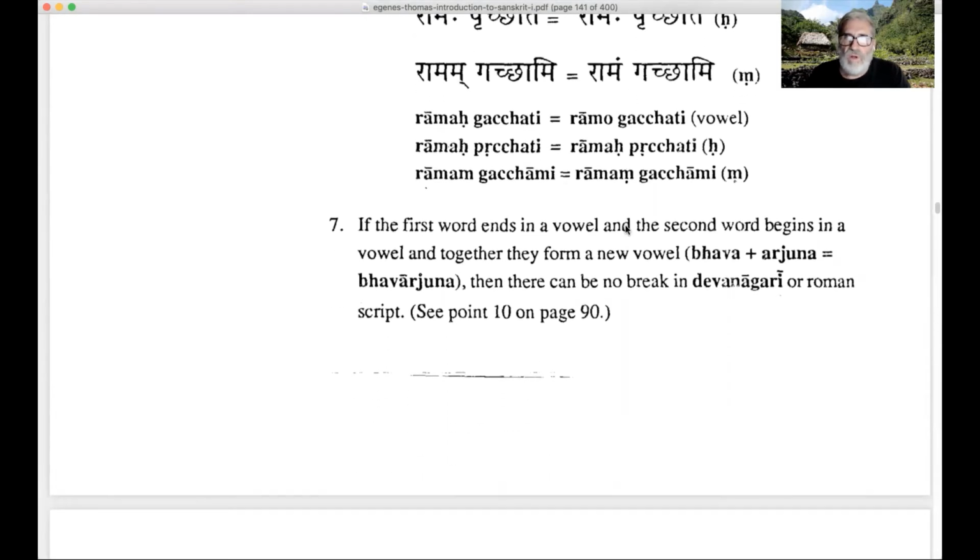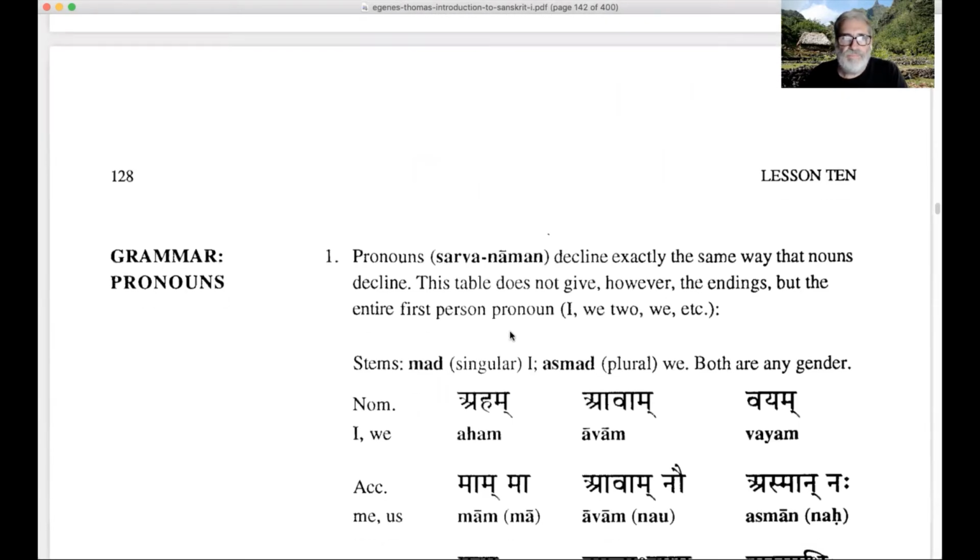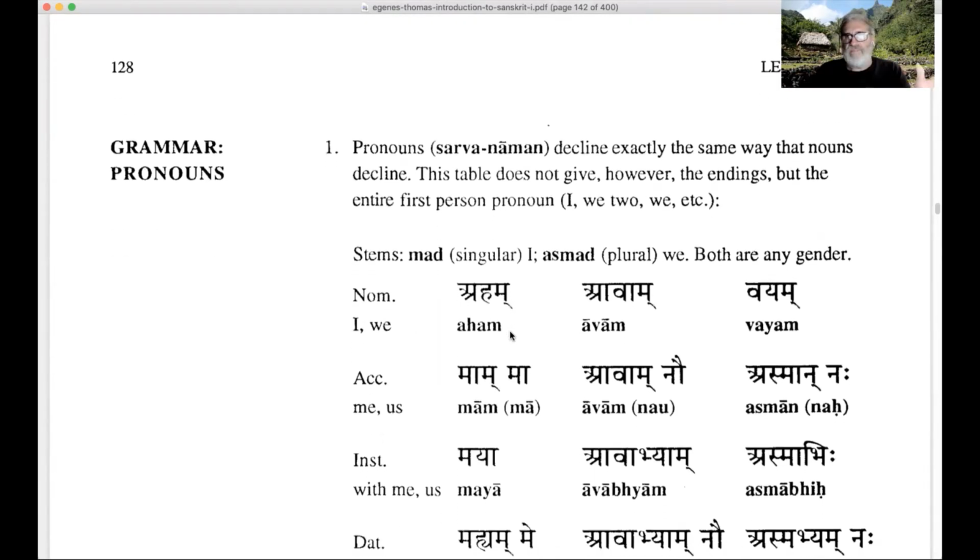So if the first word ends in a vowel and the second word begins with a vowel, and together they form a new vowel, so we have the example bhava and arjuna, right? It ends in a short A, begins in a short A. This is what we call dirgha sandhi, where the short A and short A come together and become a long A, right? Bhava arjuna. Then there can be no break in the Devanagari or Roman script. See point 10 on page 90. Okay, so that's it for sandhi.